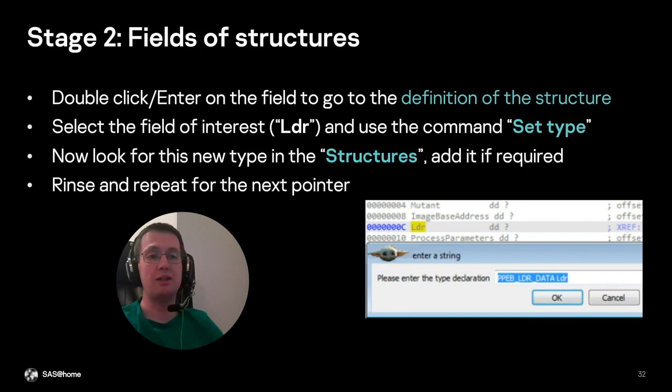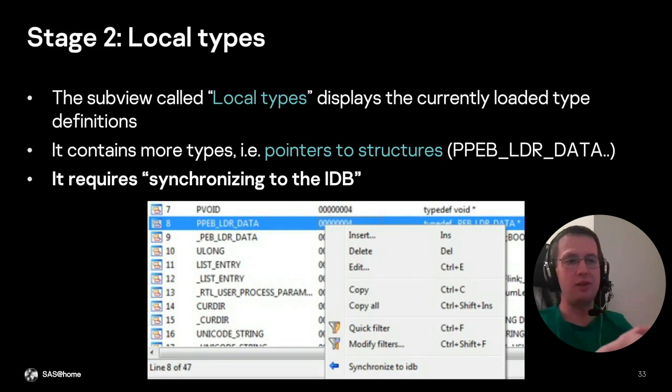Okay, what do we do next? There's another subview in IDA. It's called local types. It's kind of a viewer of the type library that you loaded, but not the types that you have imported in the structures window. And it's better than just the information about the types because it also contains information about the type definitions. There you can find this PPEB LDR data and find out that it is a typedef of a pointer to a structure called PEB LDR data. And this is a name that you would use to find the structure and then synchronize to the IDB to copy that structure. Well, it takes some effort to do it.